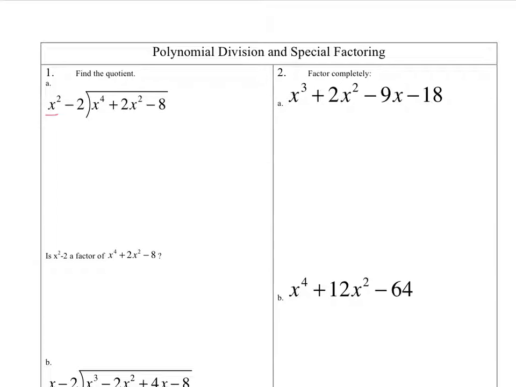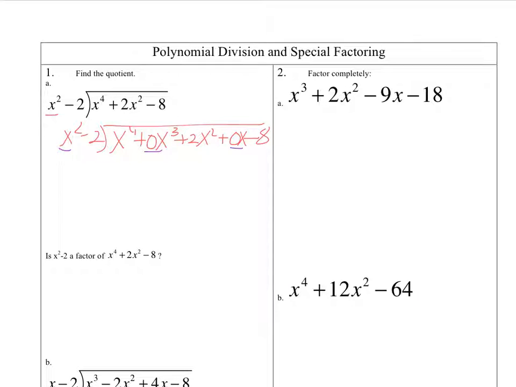And I'm going to rewrite this as x squared minus 2 dividing into x to the fourth plus 0x cubed plus 2x squared plus 0x minus 8. That's just to make sure that I have placeholders there for x cubed and x. In this problem, I'm not going to end up using those, but I want to make sure that they're there just in case I need them.